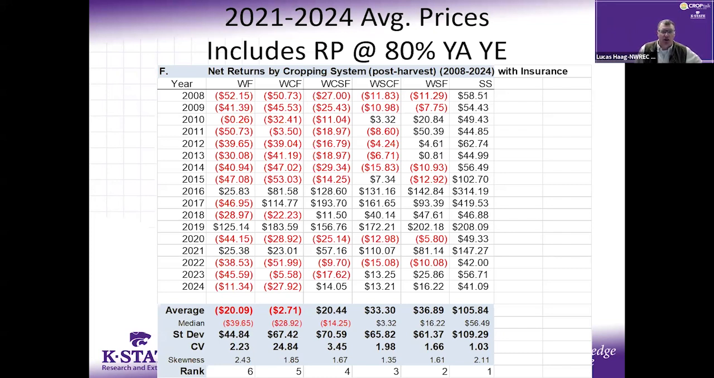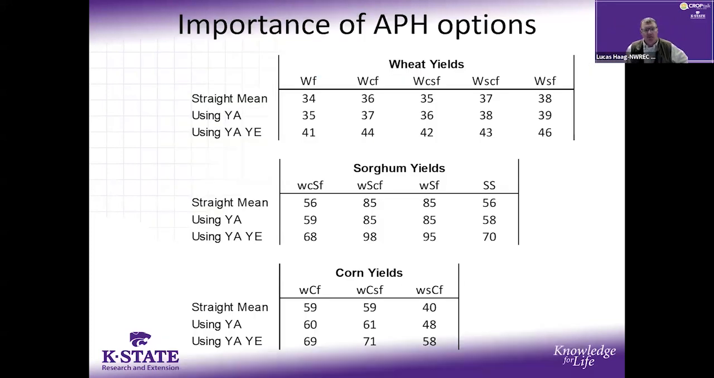Okay, now this is an important thing just to talk about. This is using the yield adjustment and the yield enhancement averages. And we're coming up on March 15th, which is the closing date for spring crops. It pays to understand what the different APH options you have available are. So these are our wheat yields using just a straight mean. This is a straight average of what we actually harvested. This is using yield adjustment, so basically you essentially put a floor in there using 60% of county T-yield. And then this is using yield adjustment and yield enhancement.